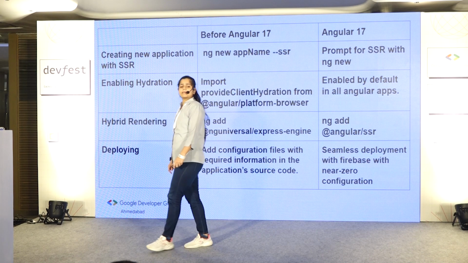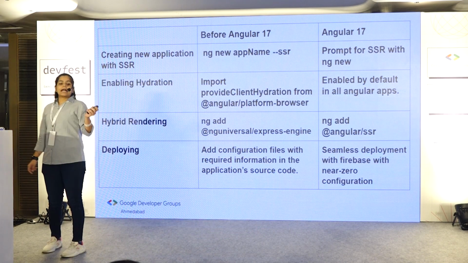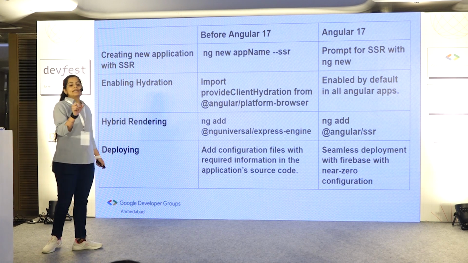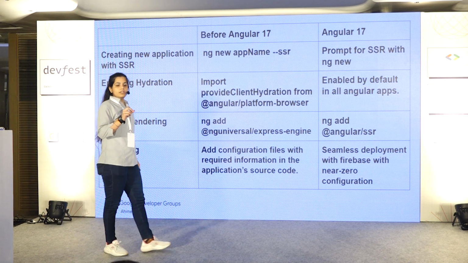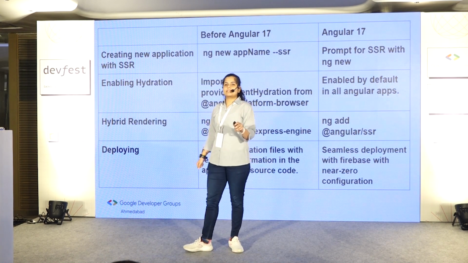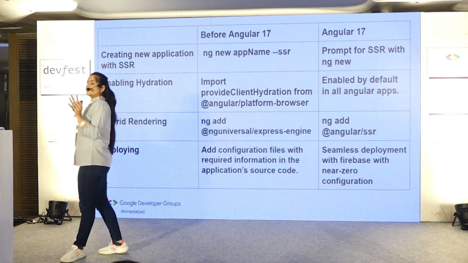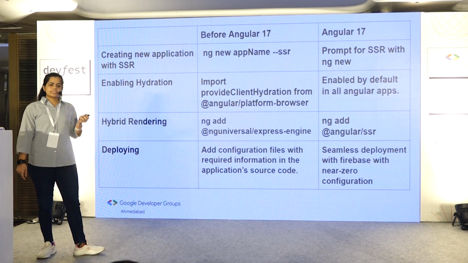Second one is enabling hydration. Till Angular 16, we had to import provideClientHydration in our root module in order to enable hydration. But from Angular 17, hydration is enabled by default in all SSR-based applications, which is a good thing, I think.